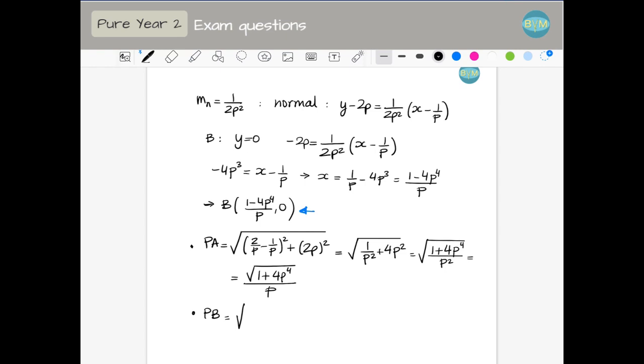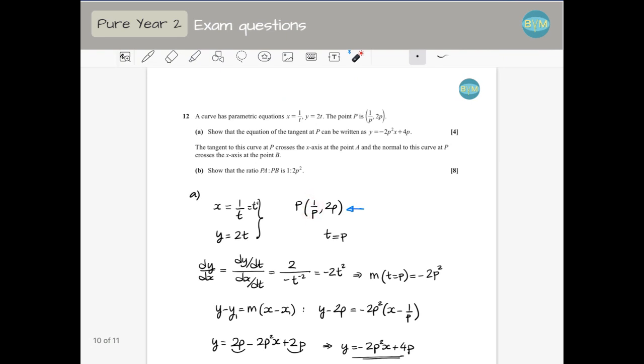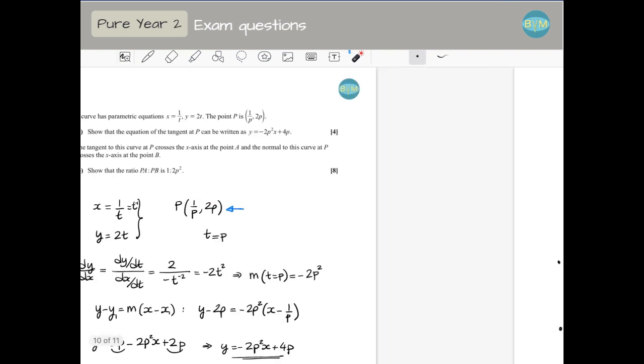PB is the square root of the difference in x, so this 1 minus 4p to the power of 4 over p, minus 1 over p, squared. I know it looks really bad, but it's going well. Plus the difference in y, which is again the same. So 0 and 2p, so 2p squared.